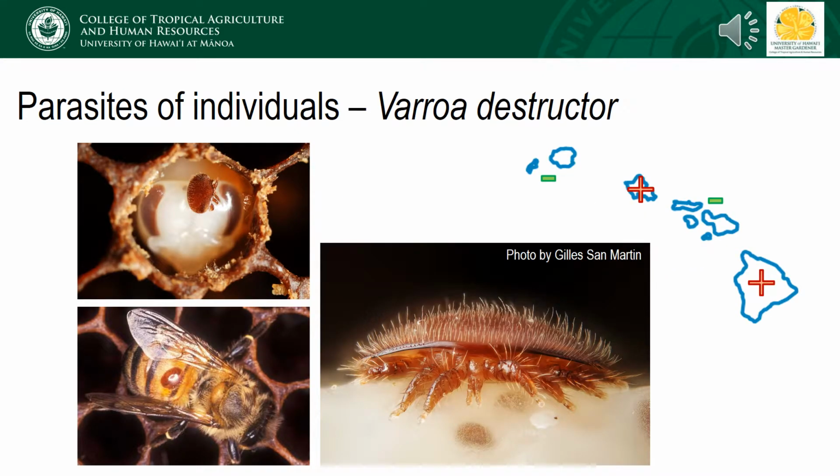Varroa destructor is a parasitic mite and the most damaging pest to European honeybees worldwide. In addition to transmitting viruses, it feeds on the fat body of the bees, which weakens their immunity and makes them susceptible to other environmental stressors. It is actually native to Asia, where its natural host is Apis cerana, or the Asian honeybee, which rarely experiences negative effects from the mite.